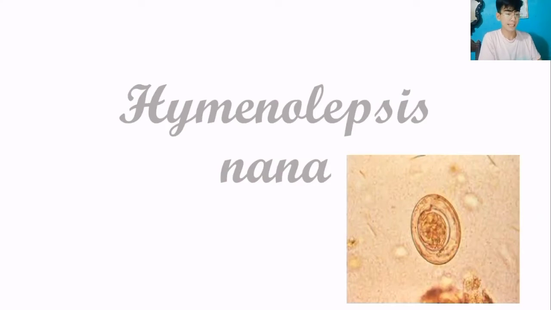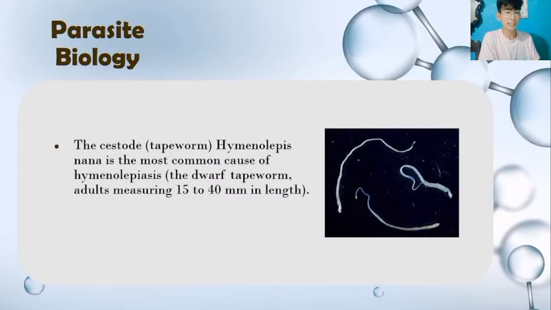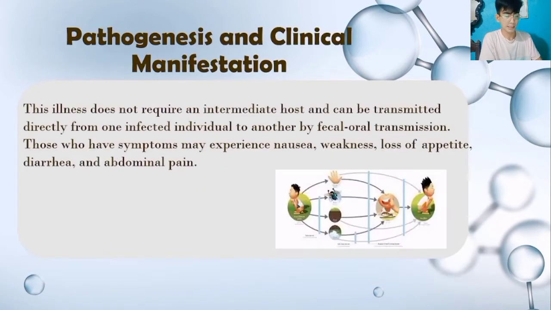Hymenolepis nana. Parasite biology. The cestode or tapeworm Hymenolepis nana is the most common cause of hymenolepiasis, the dwarf tapeworm, adults measuring 15 to 40 millimeters in length. Pathogenesis and clinical manifestation. This illness does not require an intermediate host and can be transmitted directly from one infected individual to another by fecal-oral transmission.